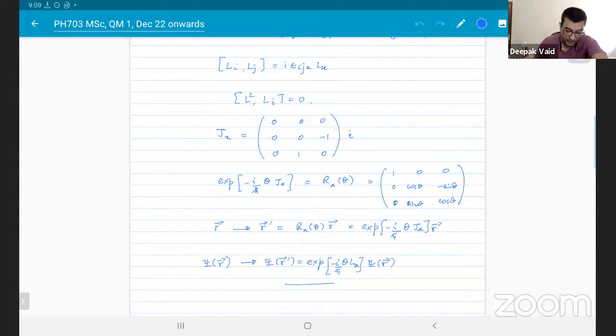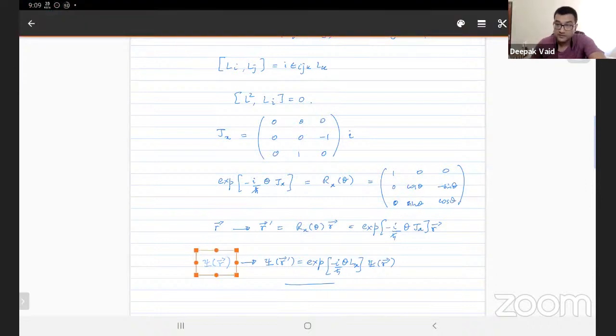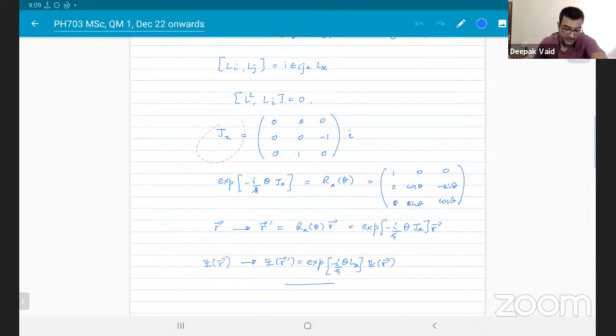Right? I cannot use Jx to transform this function, because this function is a scalar quantity, no? Jx is a matrix. The matrix cannot change the scalar quantity.